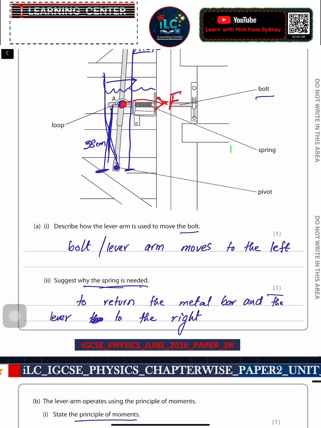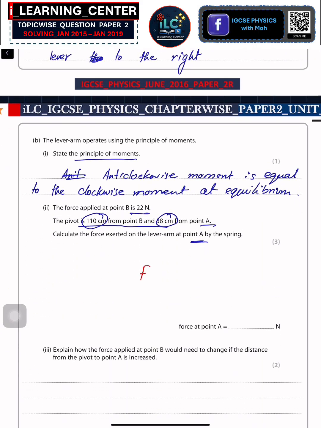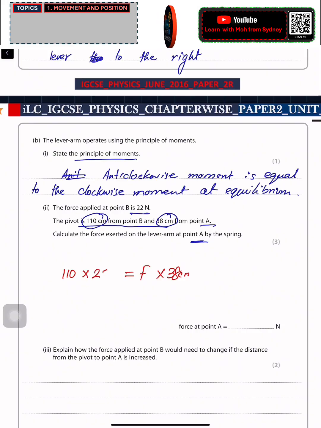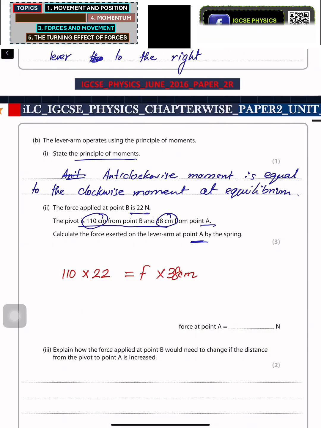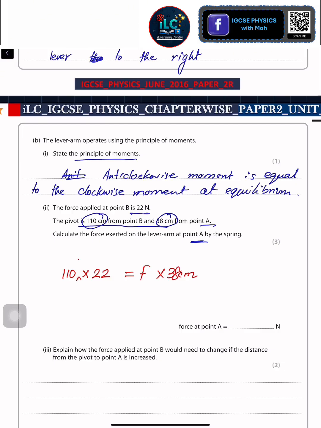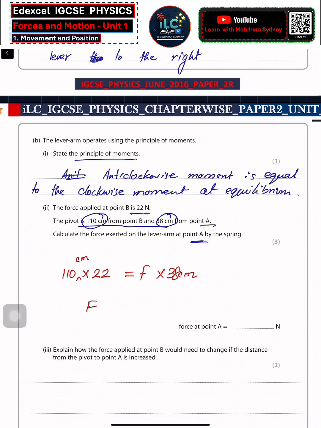So for this one, the distance is 38 centimeter. And of course, the other one is that. So I'll say F times 38 centimeter is equals to 110 times 22 Newton. Remember, because it's both centimeter here, we don't need to convert it. But otherwise, if you need to find something else, you need to convert it to meters as well. So here we are not bothering because it's in centimeters. So that's fine.